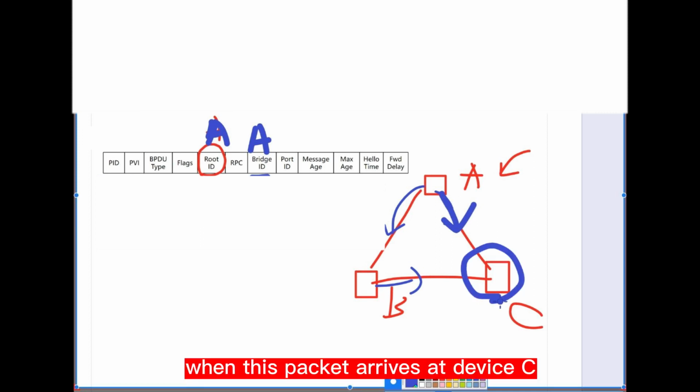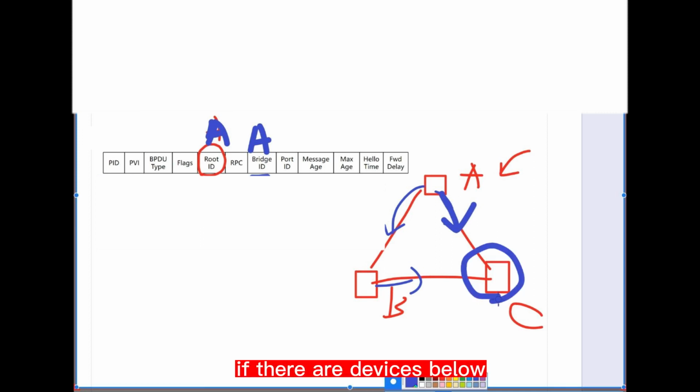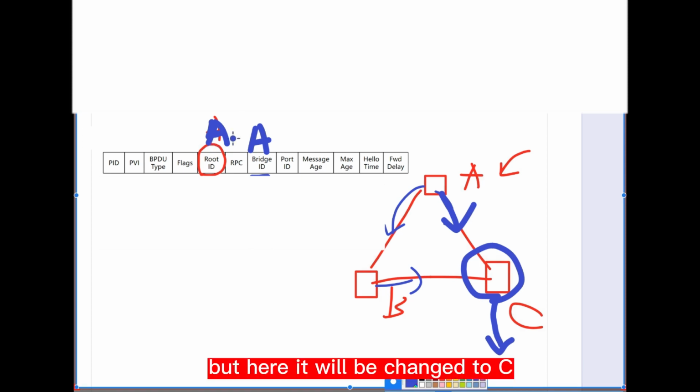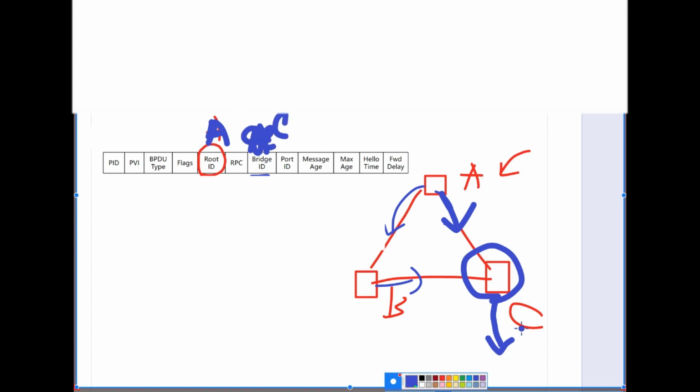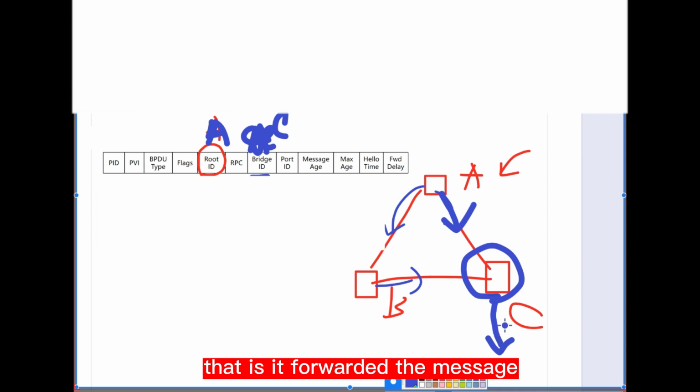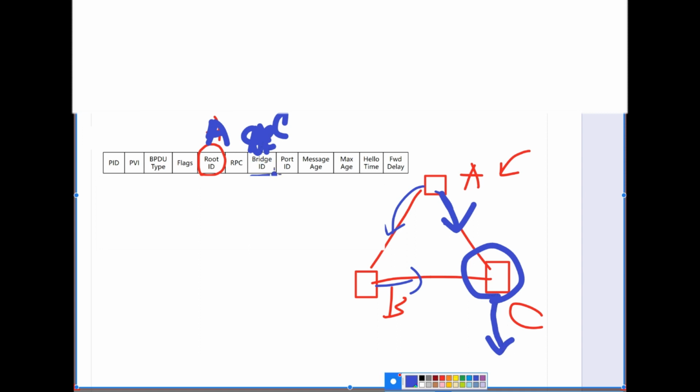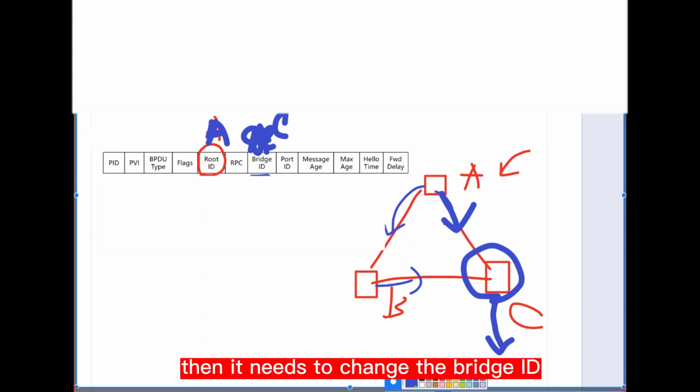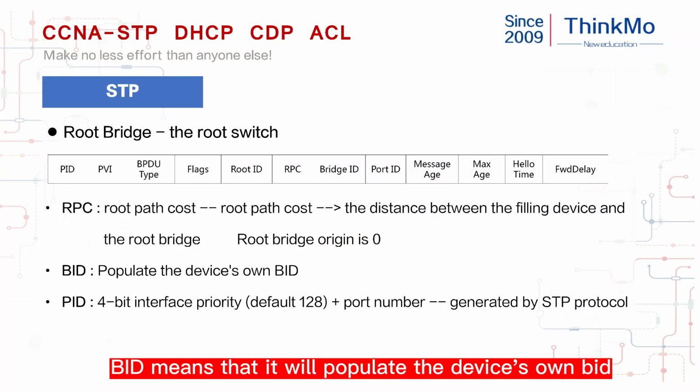When this packet arrives at device C, if there are devices below and it wants to forward down, the root ID in device C is A, but here it will be changed to C. That is, when it forwards the message, it needs to change the bridge ID of the sent message to itself. BID means that it will populate the device's own BID.